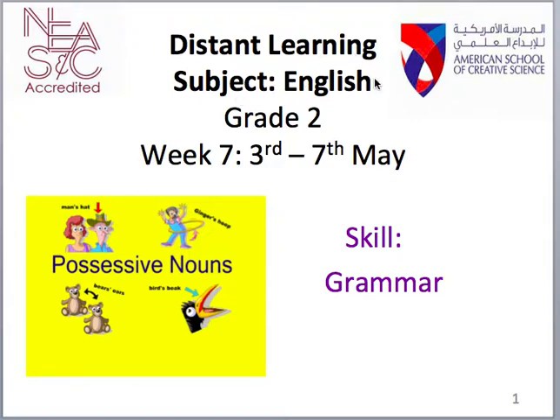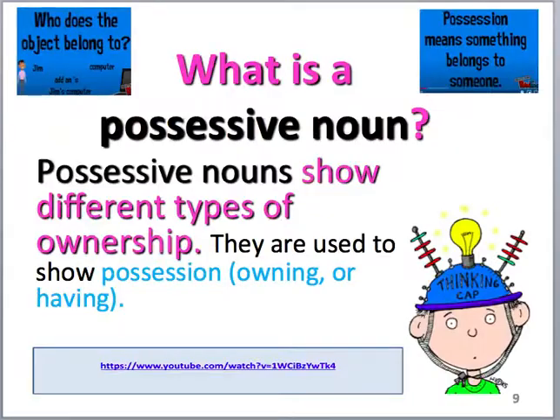Our subject is English. We will be focusing on our skill, which is grammar, and it is possessive nouns. Let's go to our next slide. What is a possessive noun? A possessive noun shows different types of ownership. They are used to show possession of something. Possession means if you own it or you have it. So we call them a possessive noun.